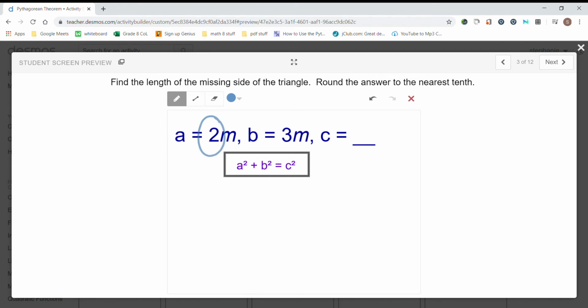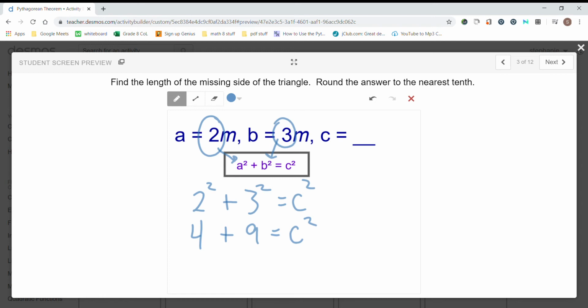So here we have the numbers labeled for us. So we're just going to pop them right into that equation and substitute in. So A we said was 2, so I'm going to have 2 squared plus B we said is 3, so I have 3 squared equals C squared. Make sure you keep that squared. That is very important. So remember when we're doing squares, it is 2 times 2, 3 times 3. Don't just do 3 times 2 because you will get the wrong answer. So 2 squared is 4, 3 squared is 9, C squared here.